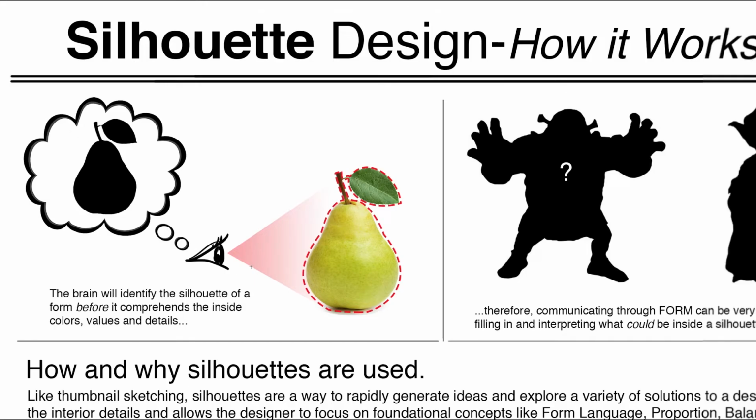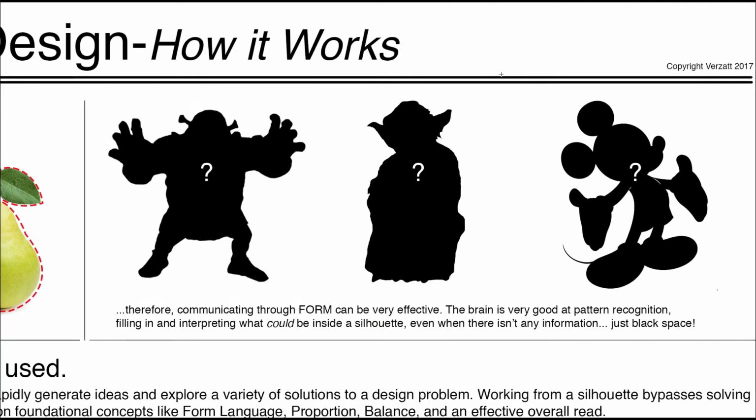Well, the brain typically looks at a form, and before it looks at the color, the texture, or the values of that form, it tries to understand what it is by looking at the outside, the silhouette. Looking at these different silhouettes, I'm sure that you can identify who they are in popular fiction based on just looking at the outside alone. We know that this is Shrek, Yoda, and Mickey Mouse.